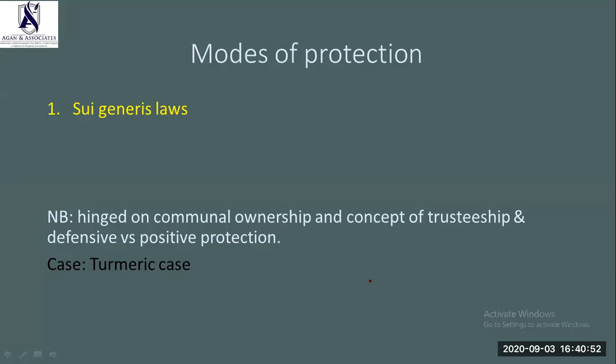One is the sui generis laws. Now, sui generis, as I had indicated, comes from TRIPS Article 23B that allows individual countries to come up with laws suitable to their own situations and their own conditions. In Kenya, we have a recent act, the Protection of Traditional Knowledge and Cultural Expressions Act of 2015.